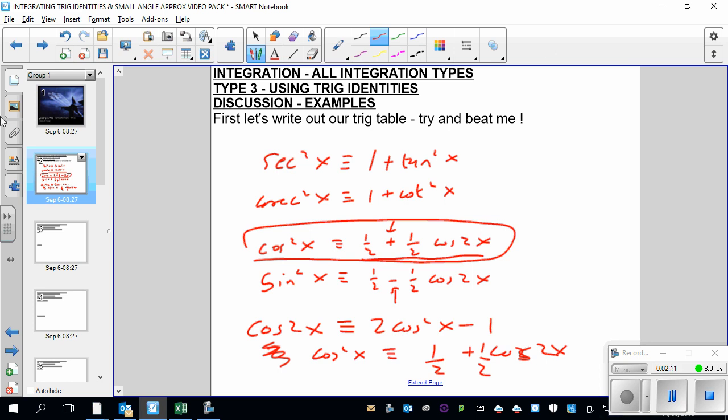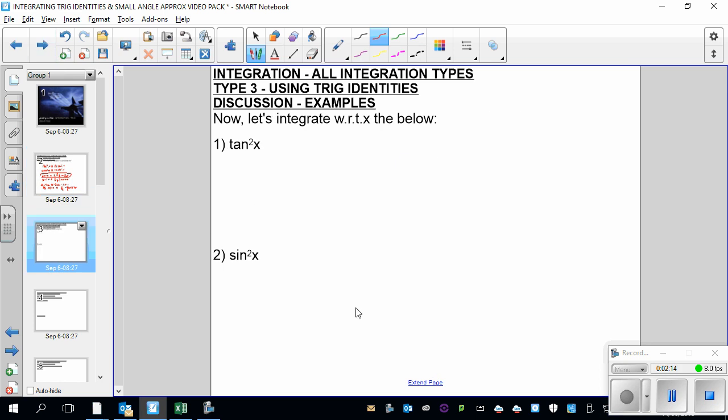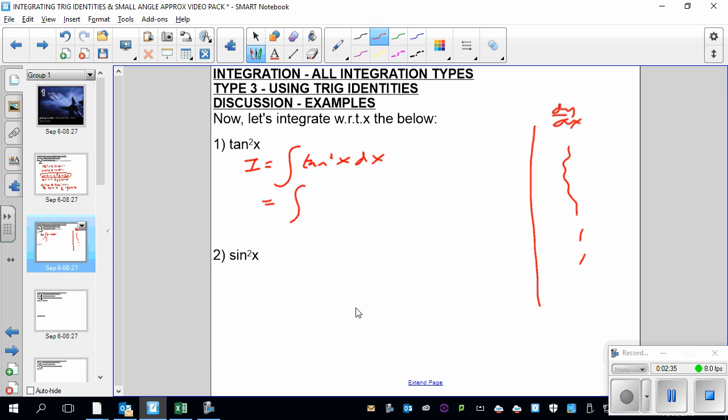Now let's actually use that in practice then. Okay, so if we had to integrate, so remember we're going to say let I equal tan squared x. We know from our differentiation table that nothing differentiates to tan squared, alright? So we can't do anything with that. But there is another way of writing tan squared, isn't there? Because we know that tan squared from the previous slide, if 1 plus tan squared is sec squared, then that means that tan squared must be sec squared x take 1 dx.